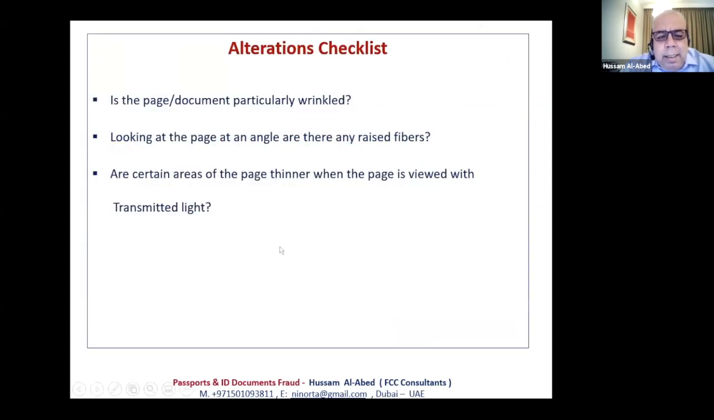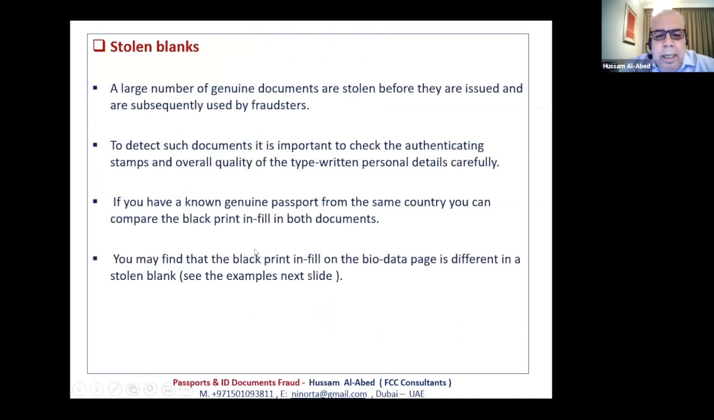An alteration checklist is the base document, particularly wrinkled. Wrinkled means specifically the pages inside, meaning some effort has been done there to scrape something. Look at the page at an angle. Are there any raised fibers? Just like I mentioned, grab the passport just like this under light and look. Are there any fibers anywhere? If there are fibers, it means they were scraped. Are certain areas of the page thinner when the page is viewed with transmitted light? It also indicates scraping. Stolen blanks are genuine blanks issued by a government. However, they are stolen, and an organized criminal group or terrorist organization actually had access to them and started using them.